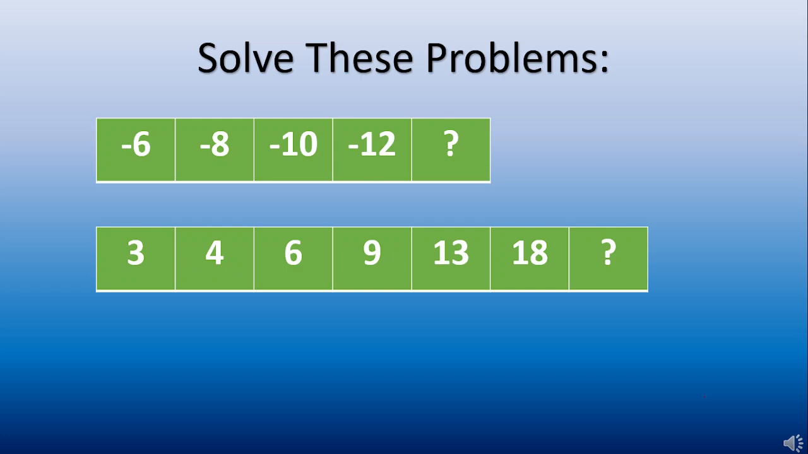If I ask you to solve these missing number problems, you will intuitively see the pattern. For the first one, we clearly see that the numbers decrease by 2. This is a linear pattern, and our answer is negative 14.